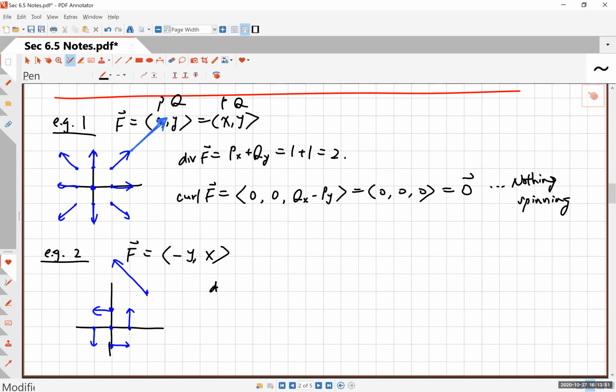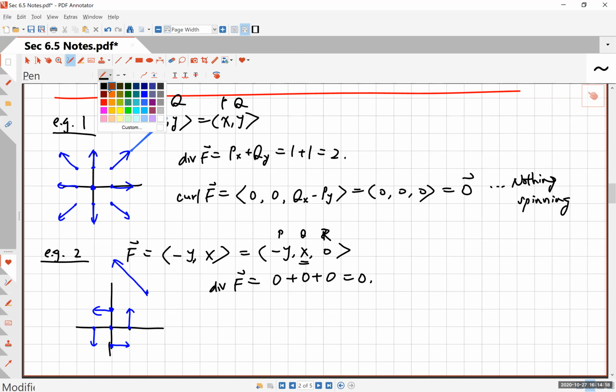All right, so here, let's study the divergence. Okay, so I'm thinking of this as negative y, x, 0, right? So if you take the partial of negative y with respect to x, you get 0. The partial of this with respect to y is 0, and of course the last one is 0. The divergence happens to be 0, okay? And you can tell that if you pick any point, because things are just going around, the net outflow will actually be 0.